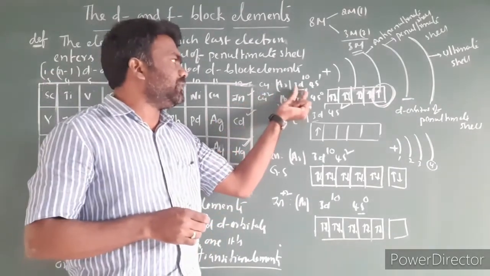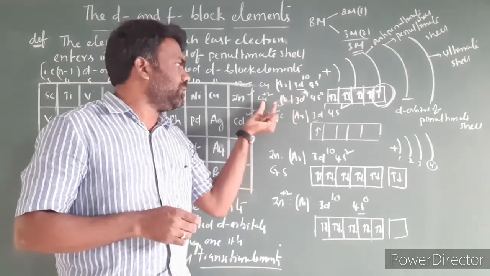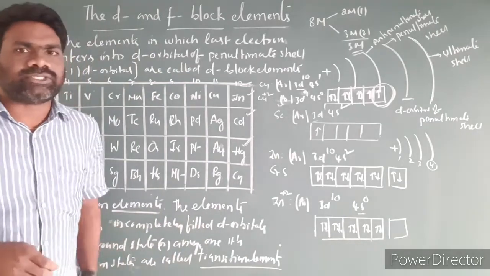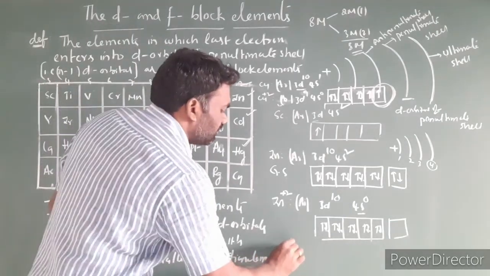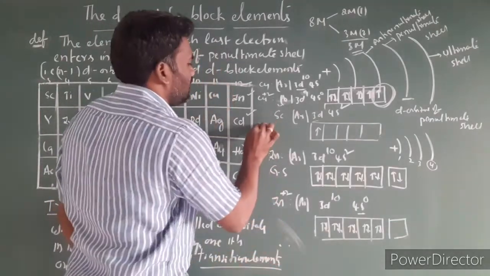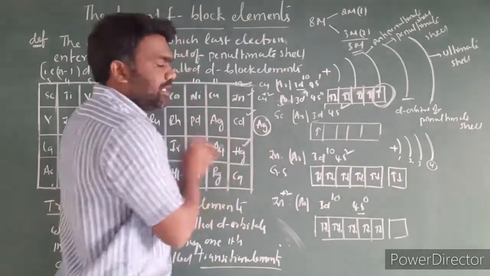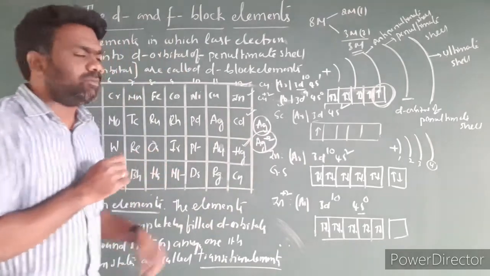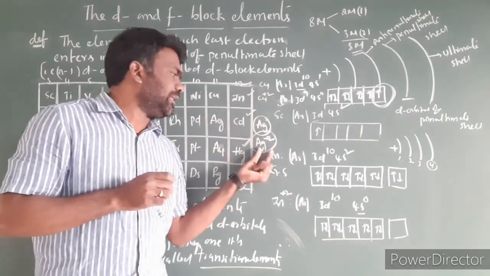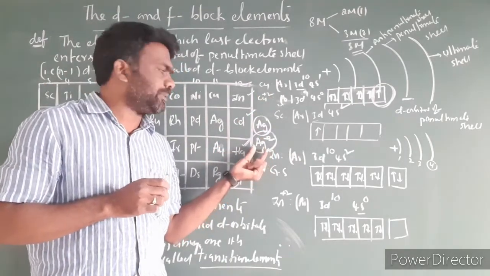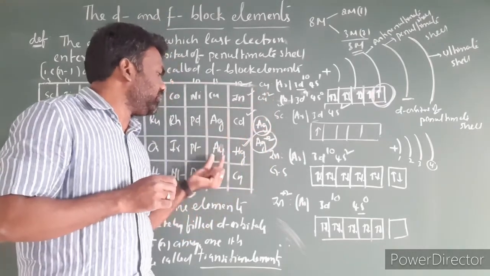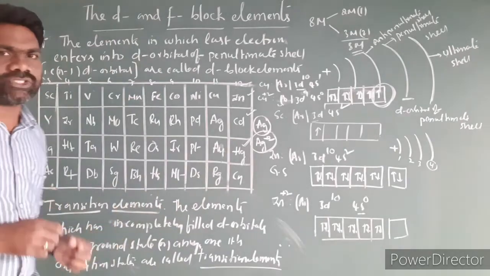In the ground state, even if it has a d10 configuration, in any one oxidation state it has an incompletely filled d orbital, so it is a transition element. You can even take silver. Ag has a d10 configuration. If you take Ag in the plus 2 oxidation state, like copper, it has a d9 configuration. So due to the presence of an incompletely filled d configuration, copper, silver, gold are transition elements.